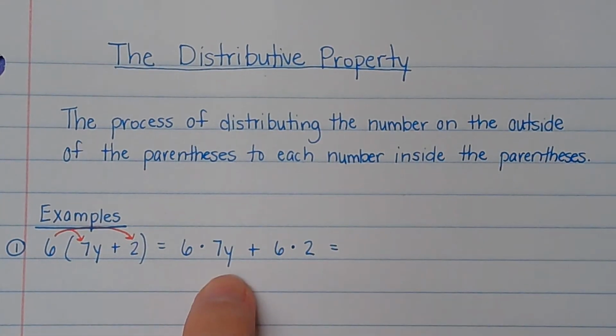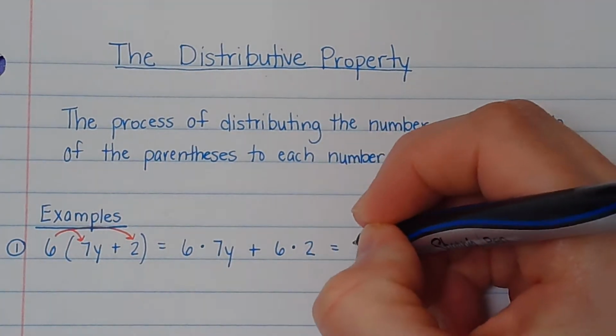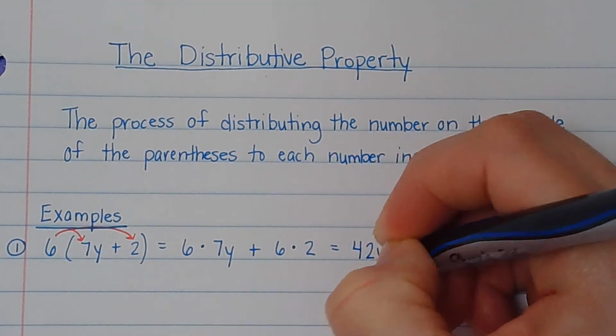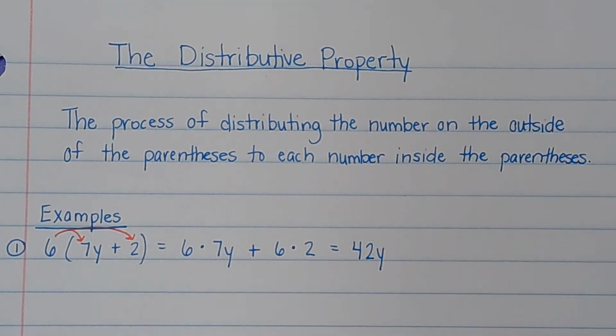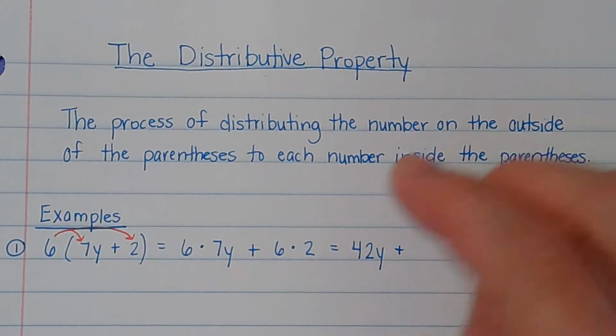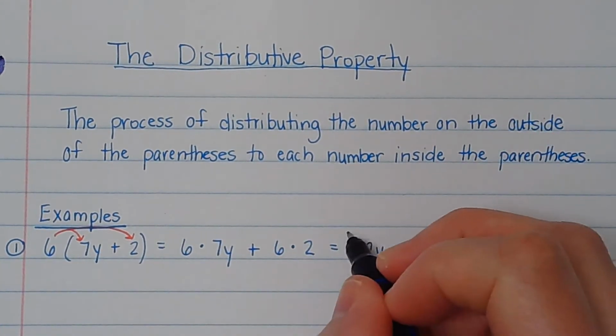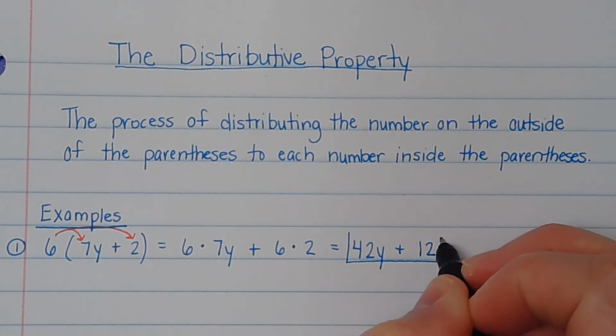Even if you're not comfortable with working with letters, remember in math we call them variables, this is not a difficult thing to solve. You're just doing regular multiplication. So what is 6 times 7? Well, 6 times 7 is 42, and then just bring the y along with it. You can't leave the y off. If you leave the y off, it would be marked wrong. So make sure you bring the variable with it. Now I go on to the next one. 6 times 2 is 12, and as strange as it looks, that is your final answer.